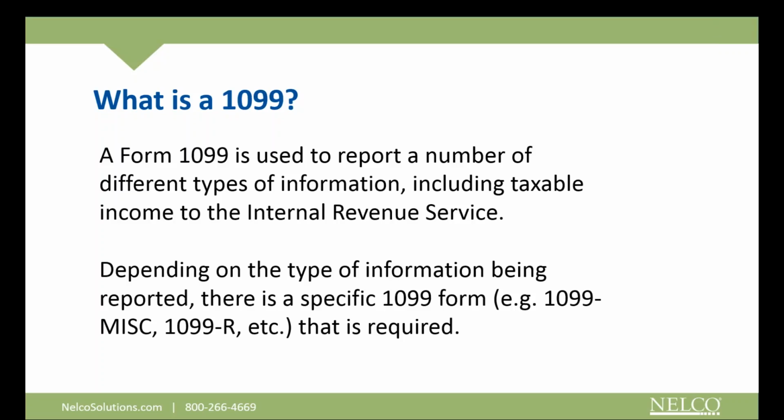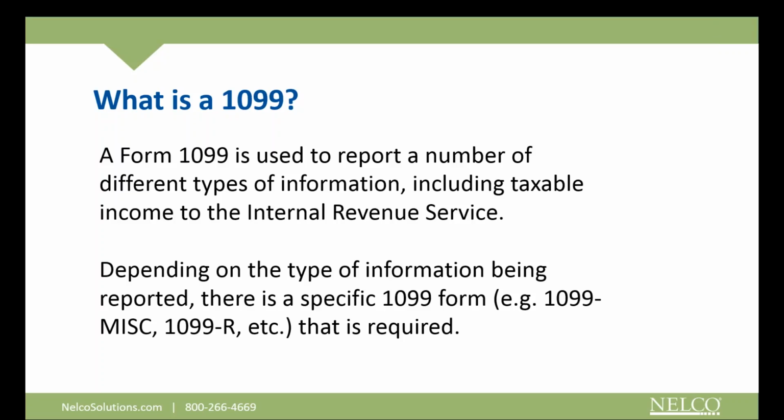And depending on the type of information that's being reported, there is a specific 1099 that's required. For example, if you receive a distribution from a pension or an annuity, you'll receive a 1099-R. If you have an interest-bearing account with, say, a bank or a credit union, you'll get a 1099-INT. If you own stock and you receive a dividend distribution from that stock, you'll get a 1099-DIV.